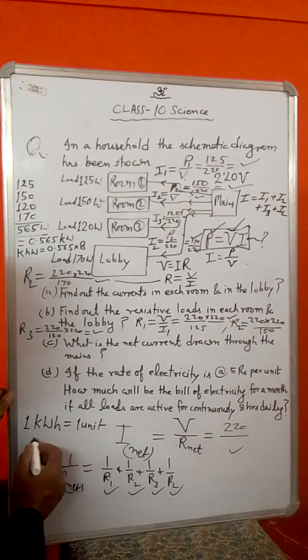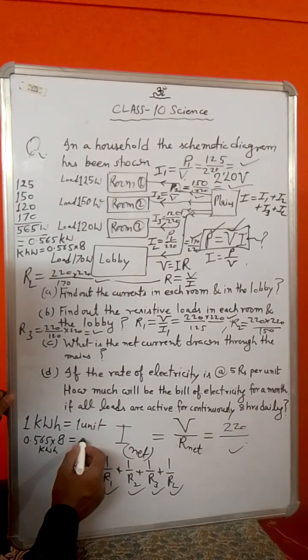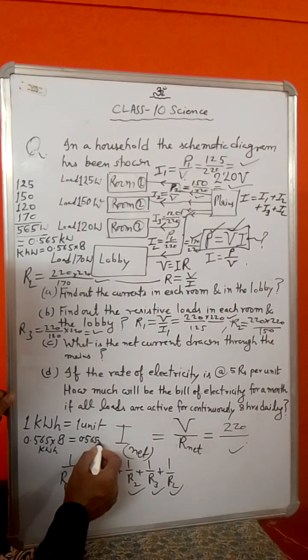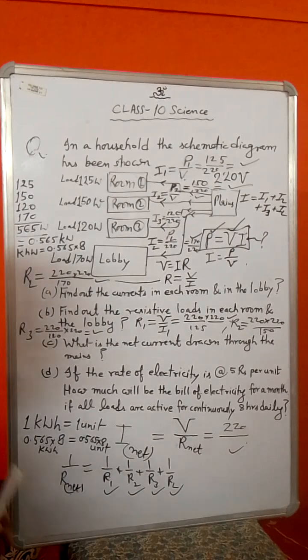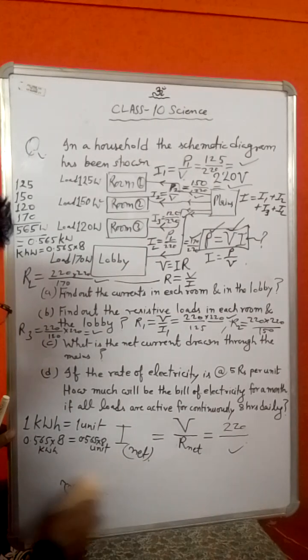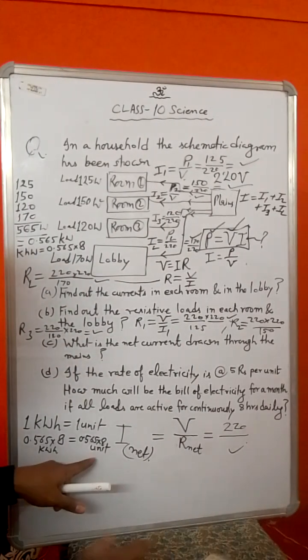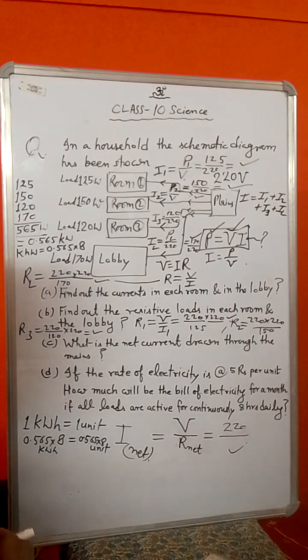Finally you have 0.565 into 8 kWh is equal to 0.565 into 8 units. Right? Now this is on daily basis, means this much of unit of electricity is consumed on daily basis.